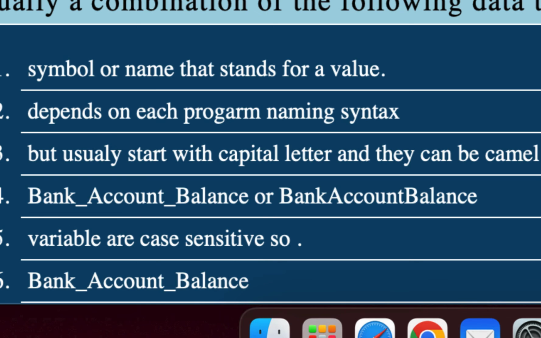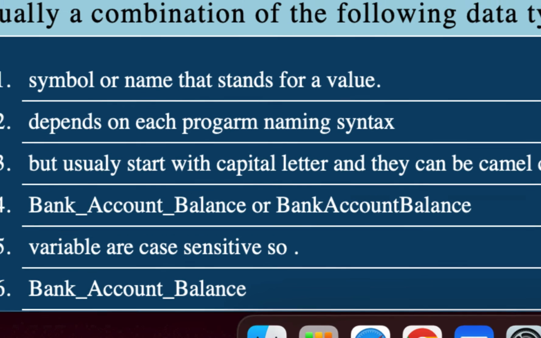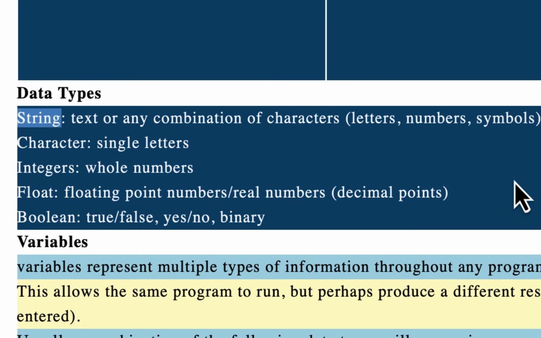We can have a string. A string can be one character or more than one character. A character is only a single letter. An integer is a whole number, from 0 to all the numbers that exist.